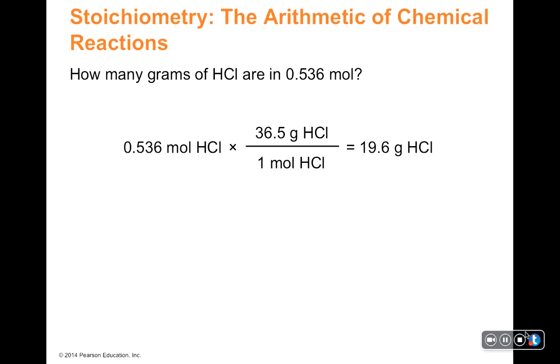So 1 mole goes on the bottom, 36.5 grams goes on the top. Moles on the bottom cancel moles on the top. We're left with grams on the top in our answer. That is what we're asked for. And so then we just multiply the 0.536 by 36.5.